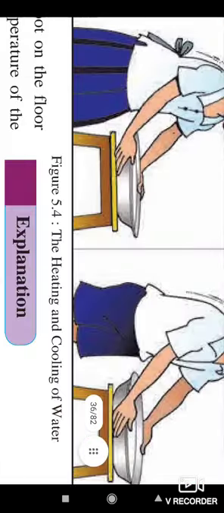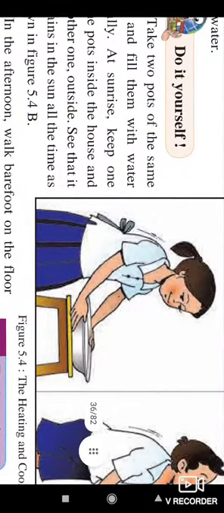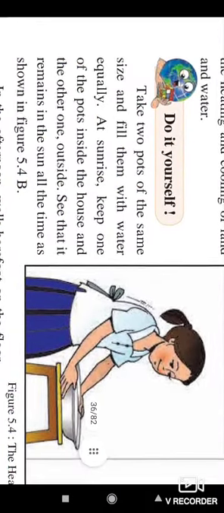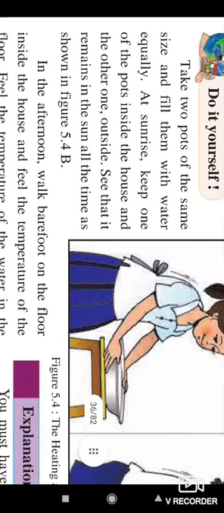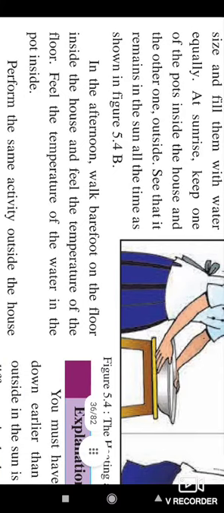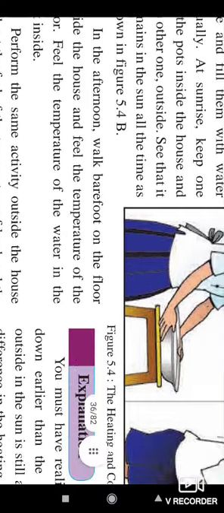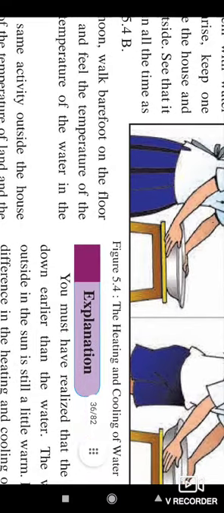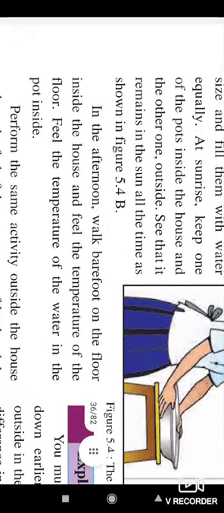Okay, so here we have an experiment, do it yourself. Take 2 pots of the same size and fill them equally with water. At sunrise, keep one pot outside the house and the other one inside the house. See that it remains in the sun all the time, as shown in figure 5.4, the heating and cooling of the water.